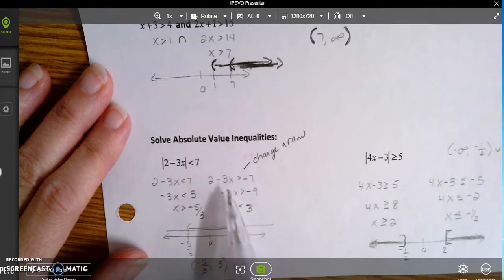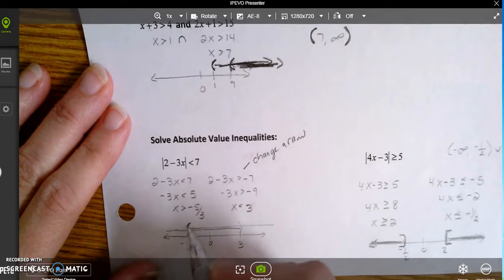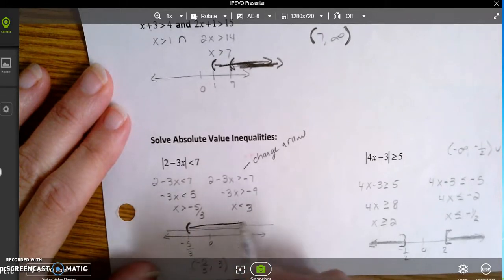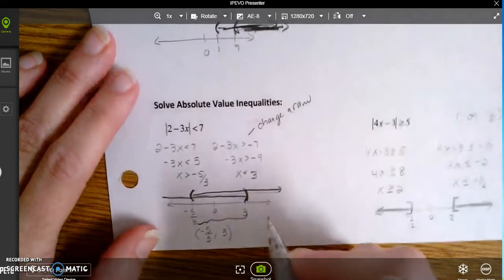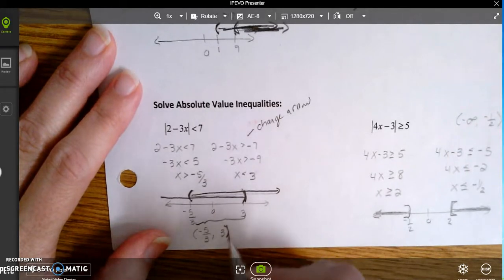And over here, I'm going to subtract the 2 and then divide by 3, and I get x is less than 3. So greater than negative 5/3 is everything from here and up, and less than 3 is everything from here to the left. Okay, so we're looking for that overlap area. So we're seeing an overlap here. So our final answer is going to be everything from negative 5/3 to positive 3. So in interval notation, this would be our solution.